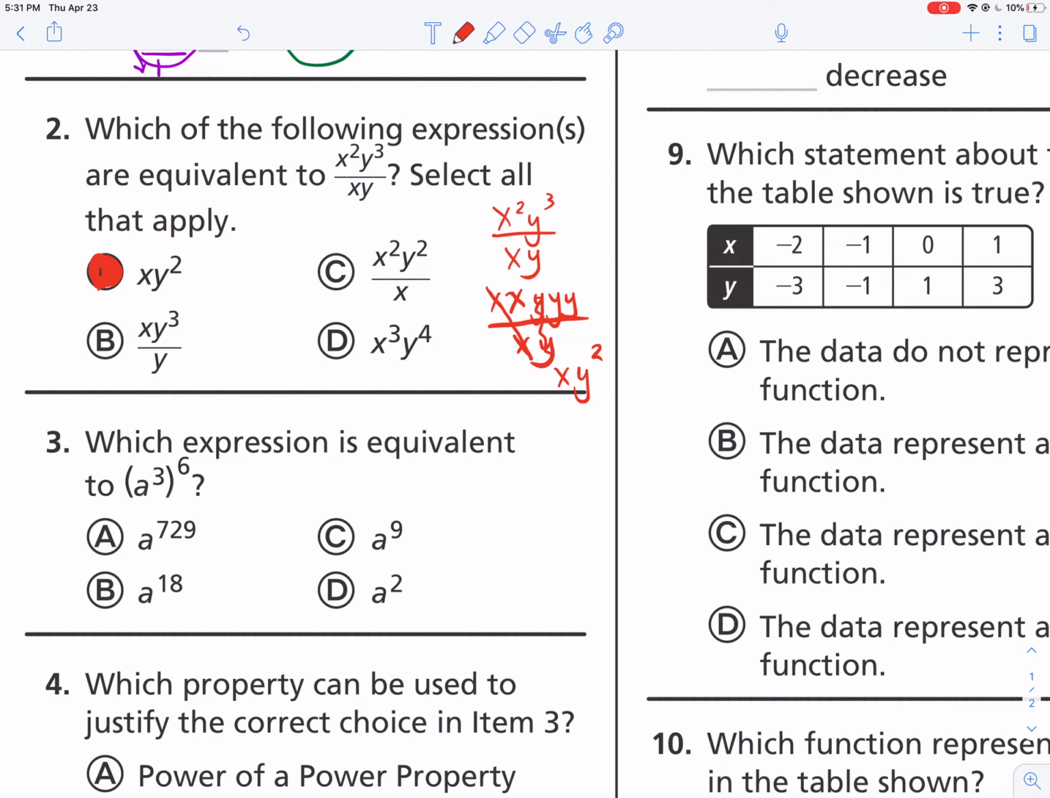Right now, I know that I'm not going to have 3 x's and 4 y's, so I know it's not going to be D. But if I look at B, I have x with 3 y's and a y on bottom. I could cancel out a set of those y's, and I'd have 1 x and 2 y's, just like our original solution. So that one works. And then if I look at C, one of our x's is going to cancel with this x, so I'm going to end up with x, y squared, which is also the same. So C is also equivalent.